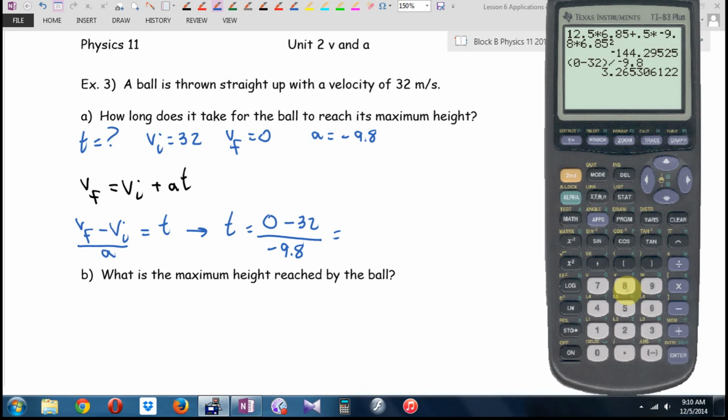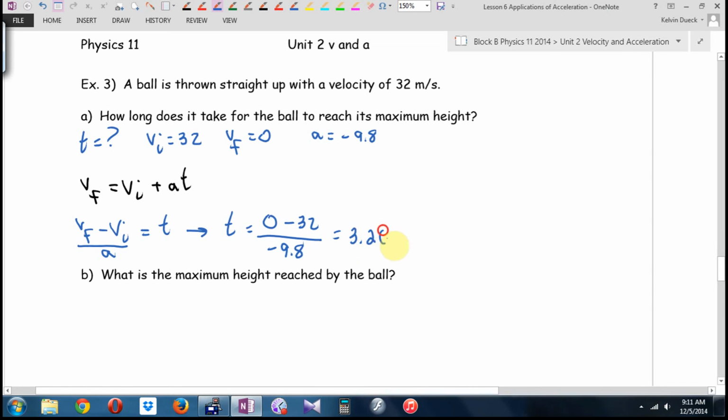How long does it take the ball to reach its maximum height? I'm going to write down 3.265, and then I'll do the sig figs. 3.265, and then I'll put an equals. How many sig figs should I really go to here? 2, so I guess I would say 3.2 or 3.3? 3.3 seconds. That's yucky rounding off. Okay.